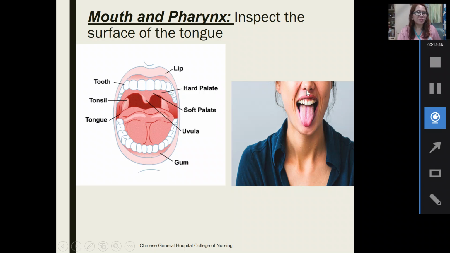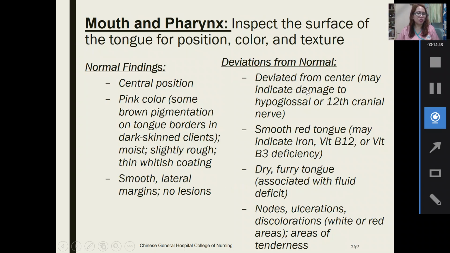Inspect the surface of the tongue. Okay, the position, the color and the texture. The tongue should be in the central position. Nasa gitna naman talaga yan. It is pink in color. Some brown pigmentation on tongue borders in dark-skinned clients is normal. It is moist, slightly rough, with a thin whitish coating lang, maninipis lang. It is smooth, merong lateral margins, and there are no lesions.